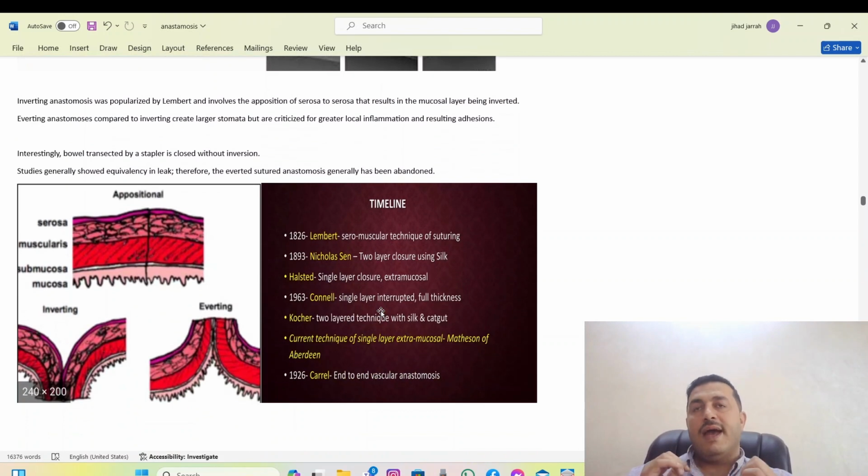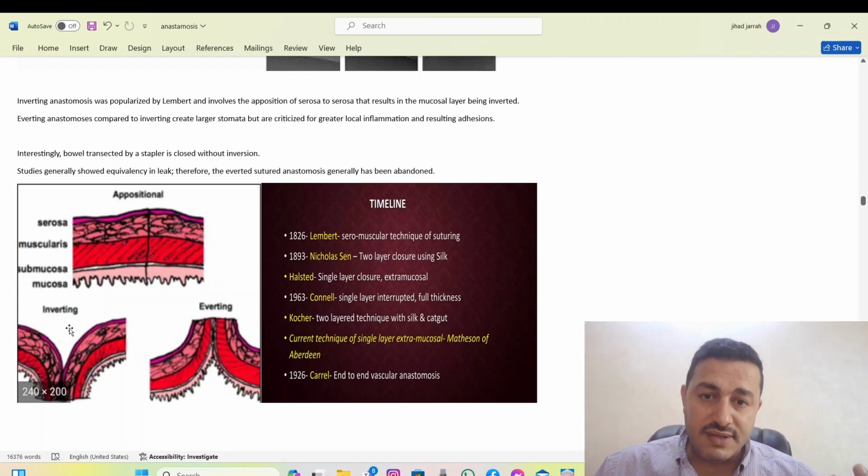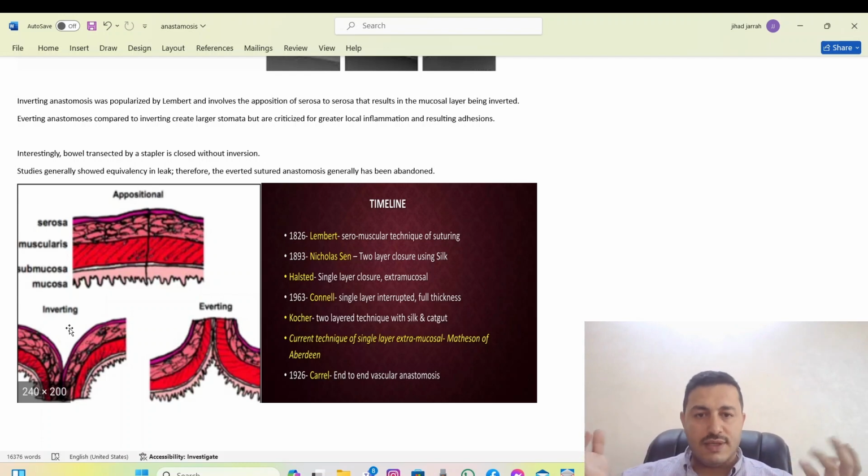Regarding the edges, should it be a position like that, or inverting or everting? Again, let's remember that a surgeon called Lambert noticed that the highest leak is in the part of the bowel that has no serosa. And he said that approximation of the serosa with inversion of the other part, as you see here, is the most important, and he called it Lambert stitch or Lambert sutures. Okay?